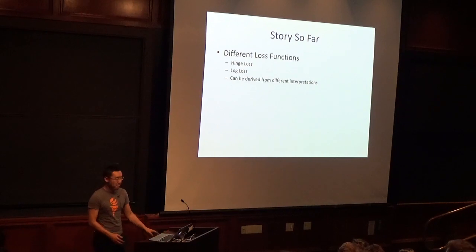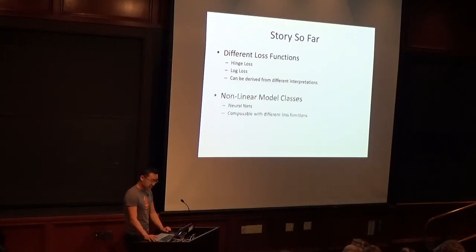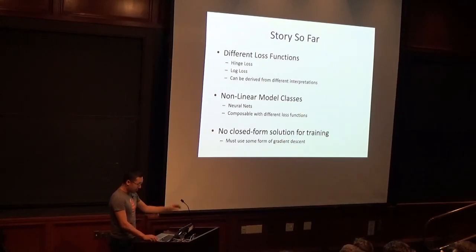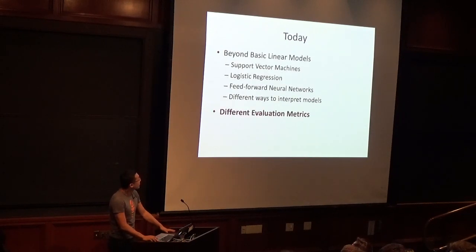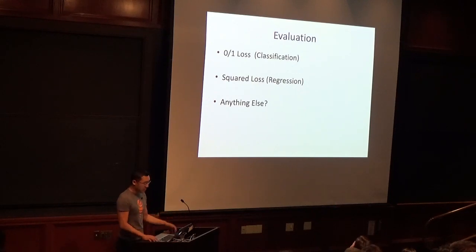So the story so far: different loss functions that can be derived from different interpretations, the T0 nonlinear model classes. Starting week 3, we're going to only talk about nonlinear model classes for a long time, and must use gradient descent for training. So in the final 8 or 9 minutes, we're going to talk about just a few other ways of evaluating the performance of your model. So we have 0-1 loss, we have squared loss, we have surrogates of 0-1 loss.